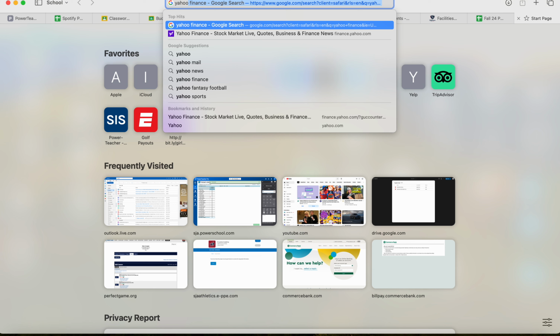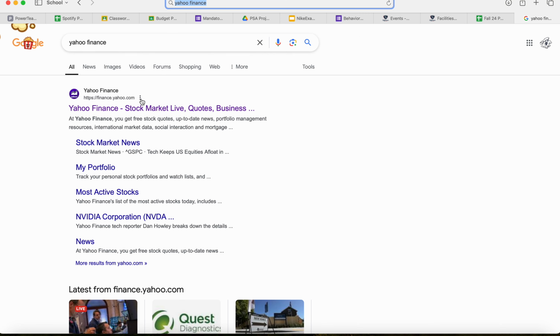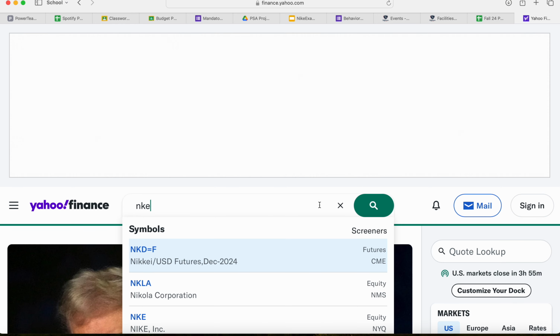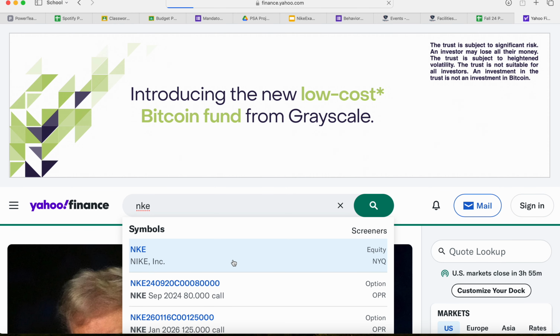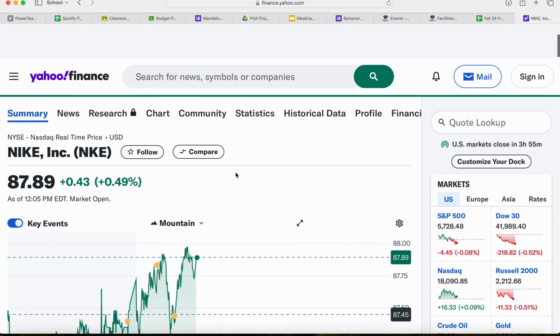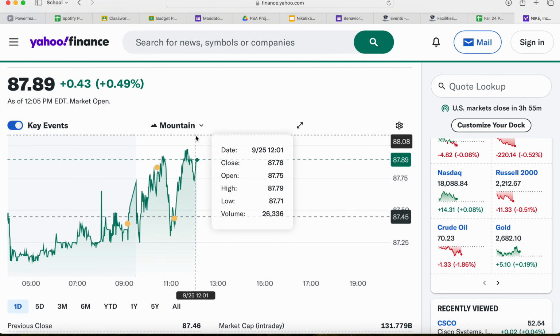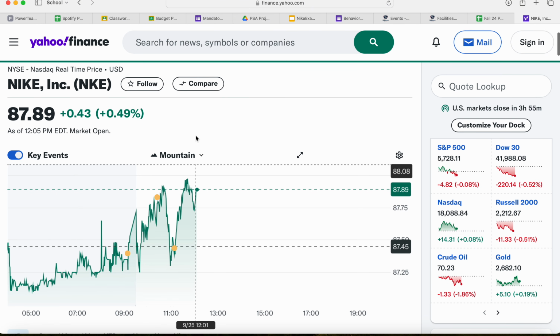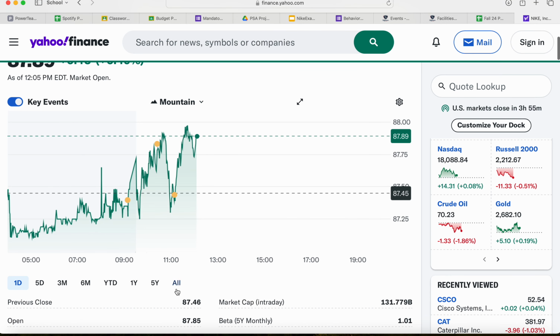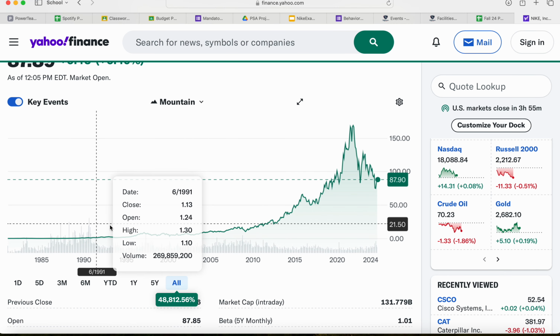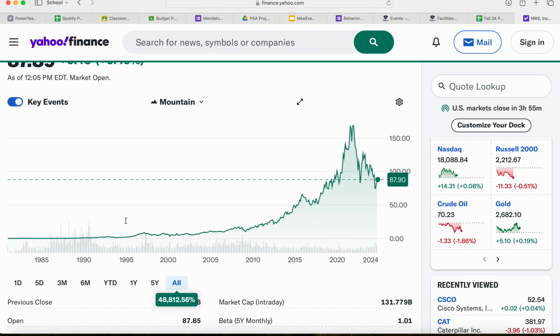So I'm going to go to Yahoo Finance. I'm going to type in my Nike ticker symbol, NKE. There's Nike, boom. And I would highly recommend using Yahoo Finance for this. Then I would like to use a max chart. So let's see. My screen is kind of blown up here. I'm going to look at all. There we go. Now, I don't really care about anything that happened here because I didn't buy the stock until 2000. So I'm going to look from the year 2000 over to 2024.